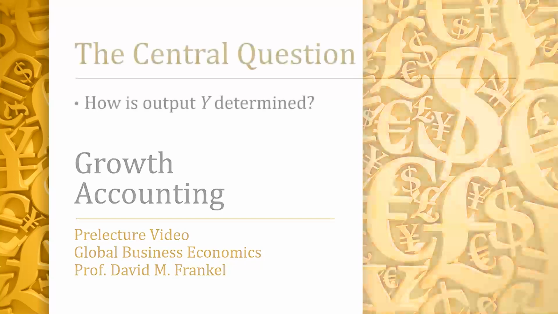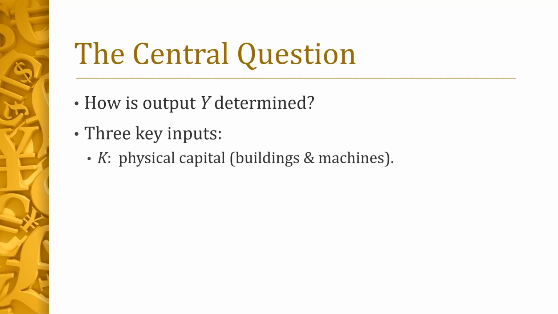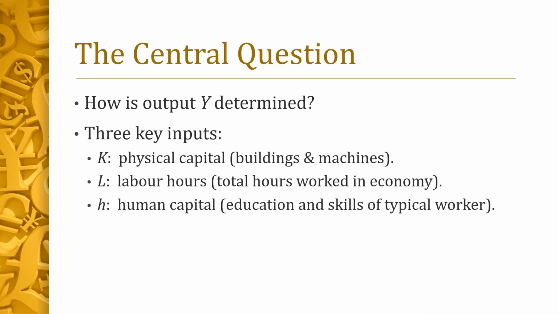Let's begin. We start with an important question. How is the level of output Y in a country determined? Economists have identified three key inputs to production at the national level. The first is physical capital K, buildings and machinery. The second is labor hours L, the total number of hours worked by all of the workers in the country over a given period of time. The third, denoted H, is human capital, the labor market skills of the typical worker in the country.